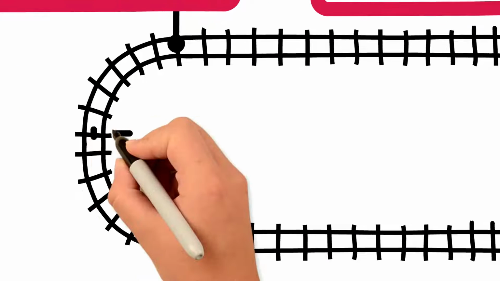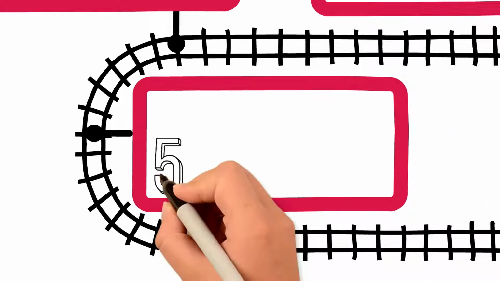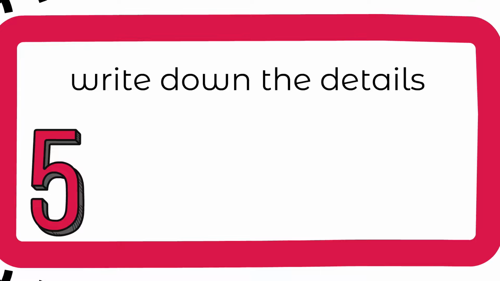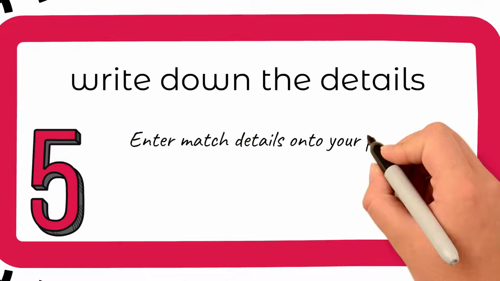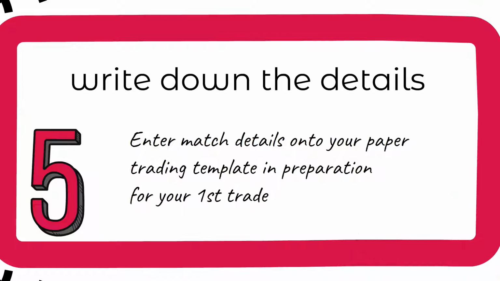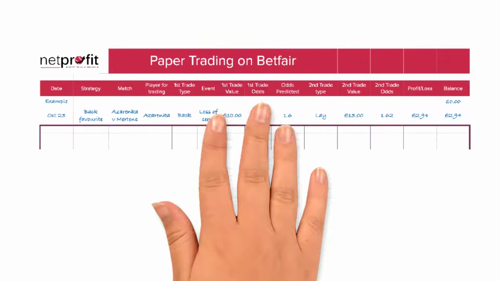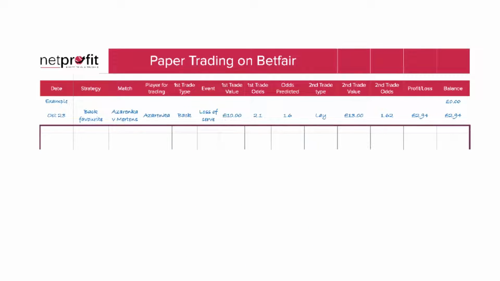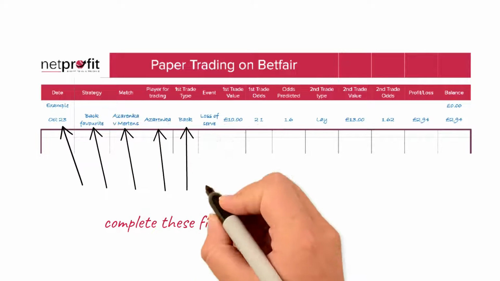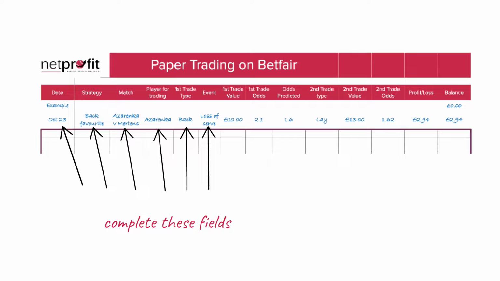And now you grab the template, the paper trading template. And given the information that we've gathered so far, we're now preparing for our first trade. So let's go to that template and complete the details in the first few fields. So you've got the date. You're going to back the favourite because that's the strategy that we're playing. The reason we're completing this sheet at this point is because when the event happens, in this case it will be the favourite losing their service game, you need to act swiftly.